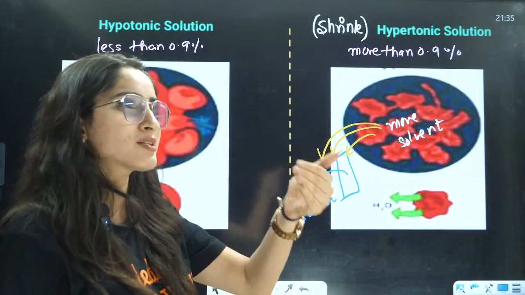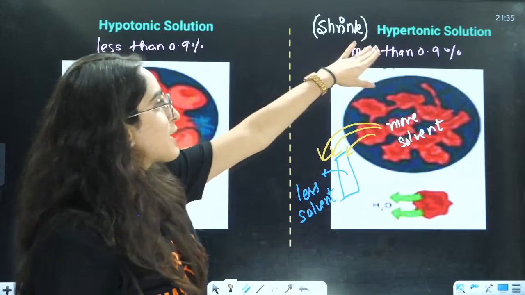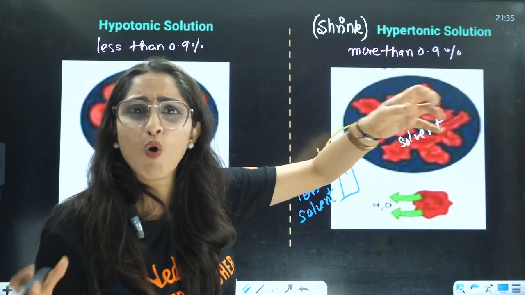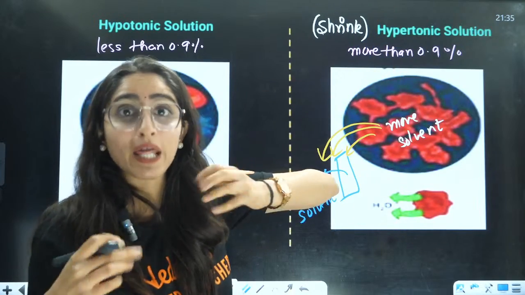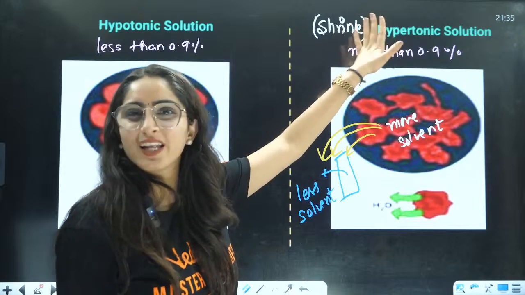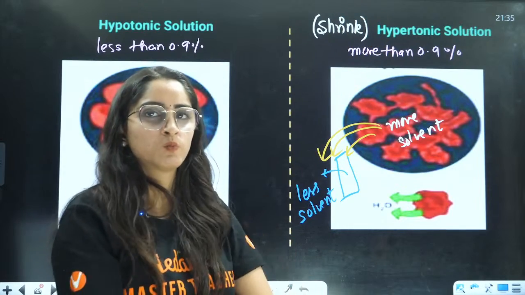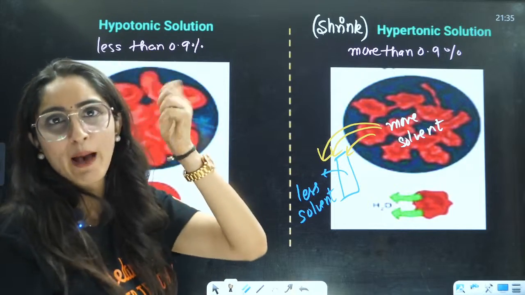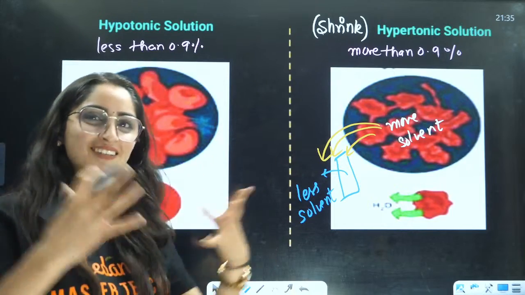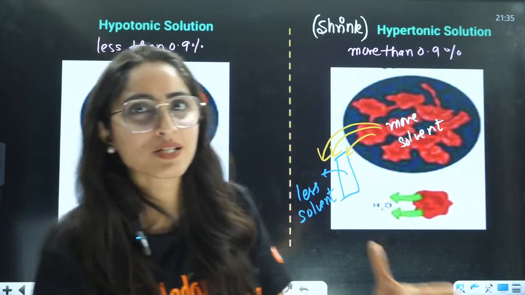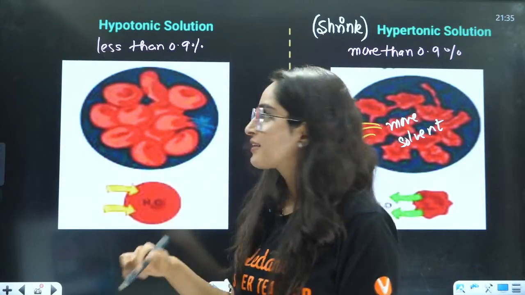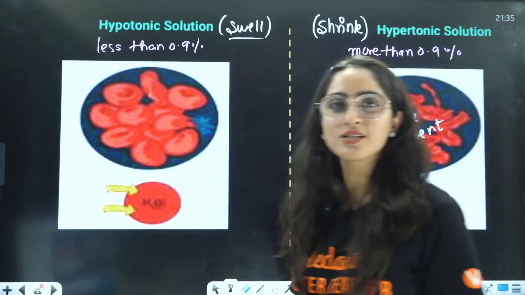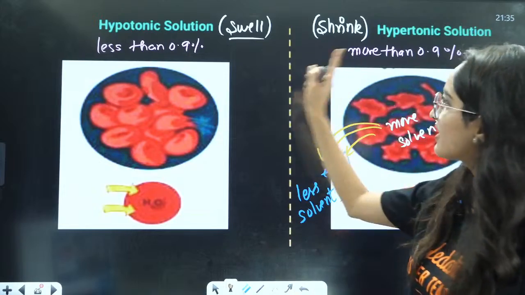Or you can understand this with a very simple fact. Hyper means someone who is very angry. Why are you getting so hyper? Someone who is very angry is always shrunk, always like, I don't want to talk to you. Someone who is hypo, very happy, is always smiling, giving positive vibes. So they are always swelling. Very happy in life. So this is shrinking, this is swelling.